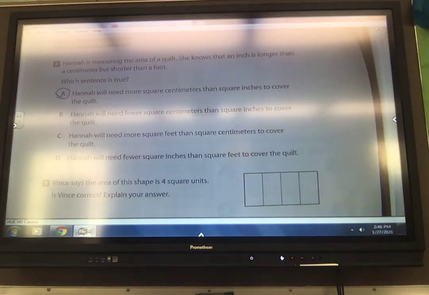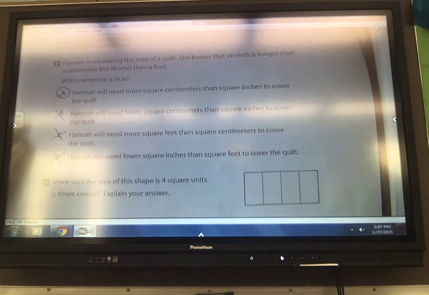Let's check the rest of them, though, to be certain. B. Hannah will need fewer centimeters? No. Centimeters are small. You're going to need a lot more. C. Hannah will need more feet than centimeters. No, feet are big. She would need less feet, not more. D. Hannah will need fewer square inches than square feet. Inches are small, feet are big, so D is not true. A would be your correct answer. Notice I didn't circle that one. I do not remember seeing a question like this on your test, which is why I didn't circle it.